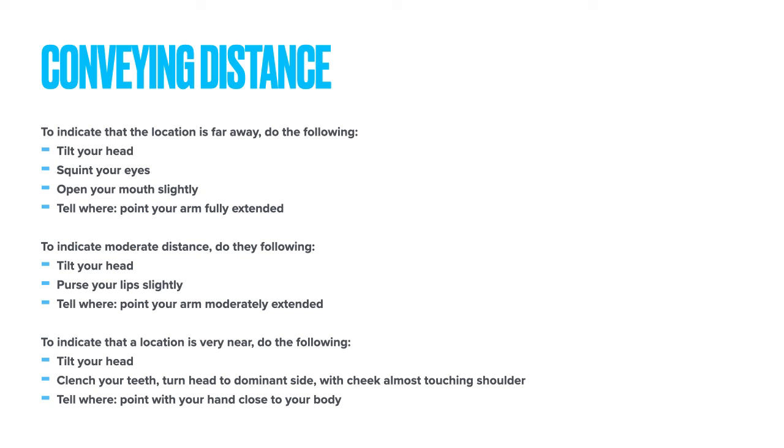And then to indicate that a location is very close, very near, you're going to tilt your head again. You're going to clench your teeth, which is like biting down. Turn your head to the dominant side, which for most of you, unless you're left-handed, is going to be your right side. And your cheek is almost touching your shoulder. And then when you're pointing in the direction of something, your hand is going to be very close to your body. Almost your forearm is going to be almost touching your chest. And that is to convey that something is very near.